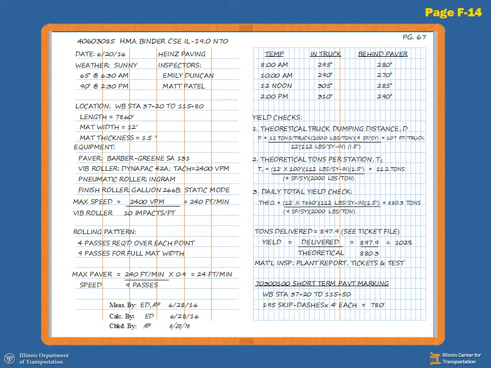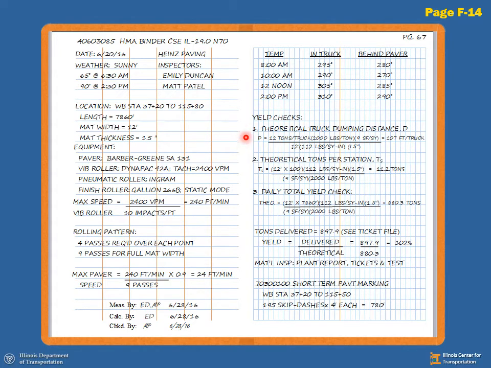On page F14 in the doc guide, you can see an example field book entry. We have seen this one before, but now we're going to key in on this page where we have our yield checks right down here. We stated that for HMA paving, we require yield checks frequently. Number 1 and number 2 are two different methods of calculating yield checks.